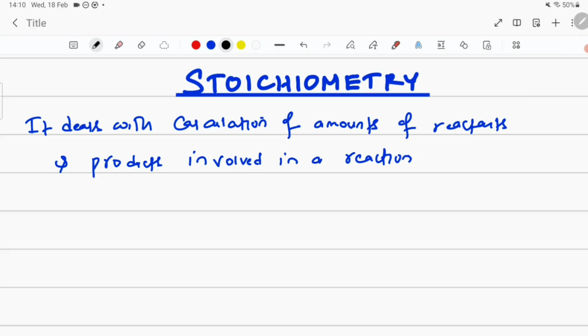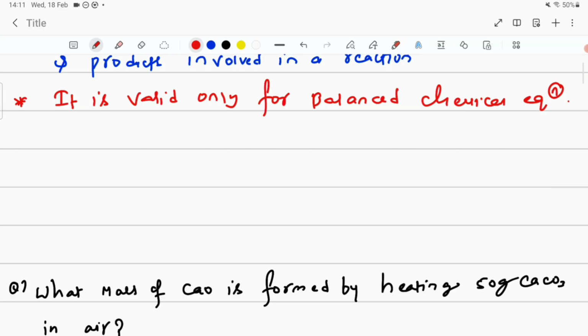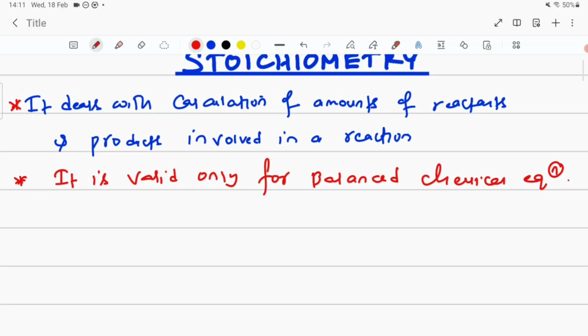The important point here: stoichiometry is valid only for balanced chemical reactions, only for balanced chemical equations. If the reaction is not balanced, you will get a wrong answer. So every time, before going for calculation, we need to check whether the reaction is balanced or not. If it is balanced, no need to worry, directly you can proceed with the calculation.